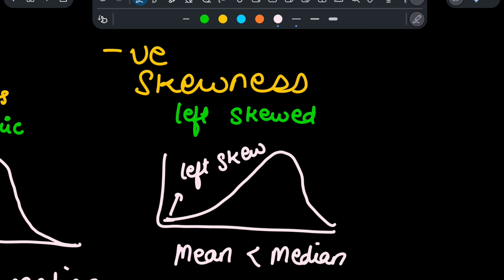Talking about the machine learning context, skewed features can mislead the models, and skewness is often corrected with the log transformation or Box-Cox transformation.